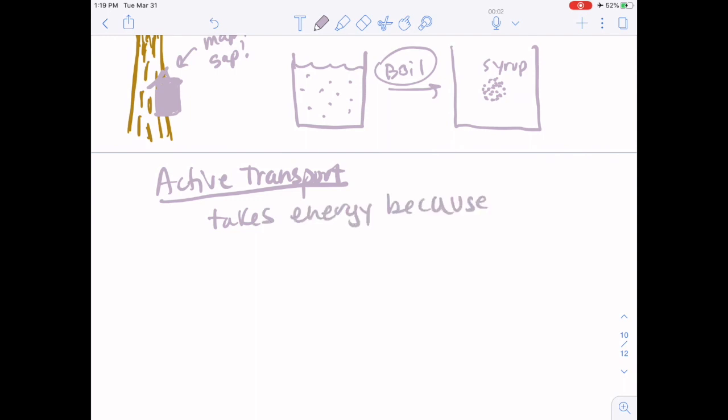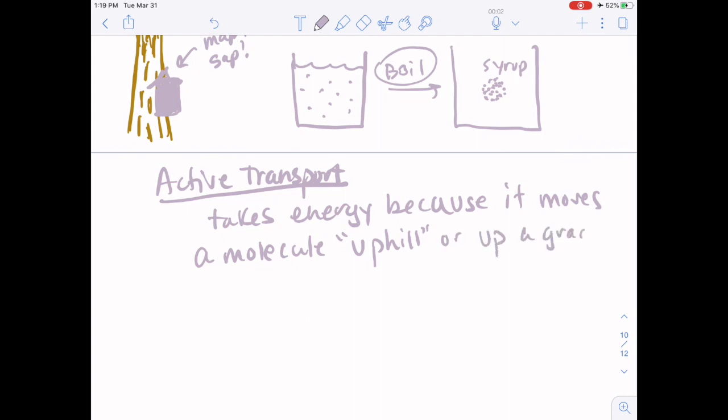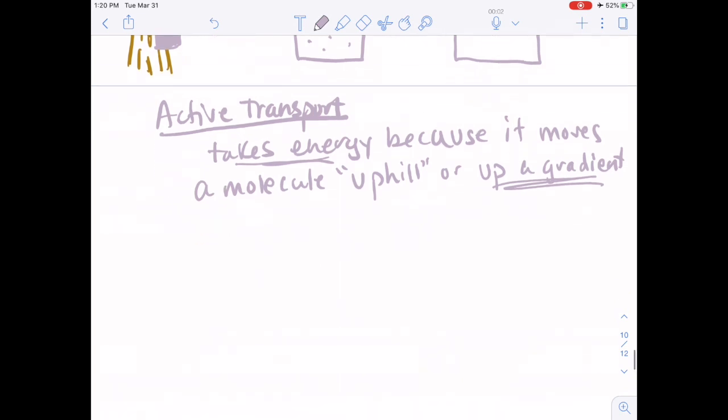because it moves a molecule uphill, or a better way to say it is up a gradient. Up a gradient. So it's like moving a molecule uphill. And it takes energy to move something uphill. But sometimes you gotta do it. Think of it this way.